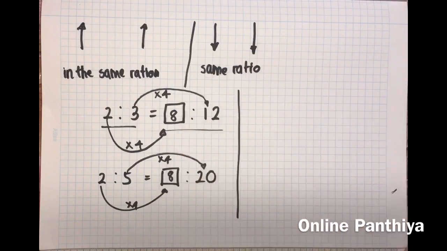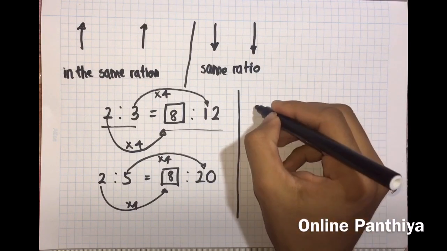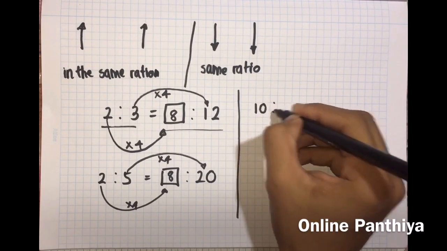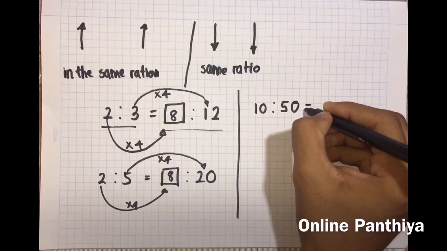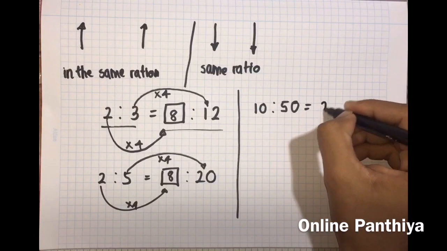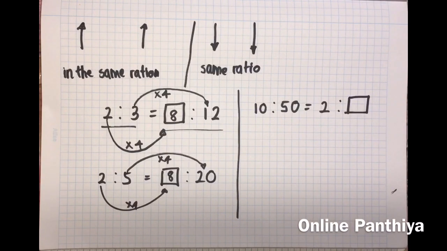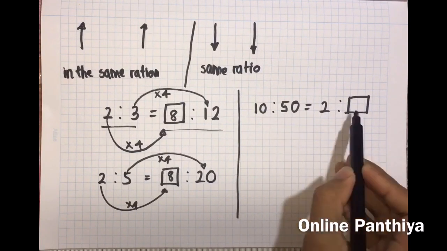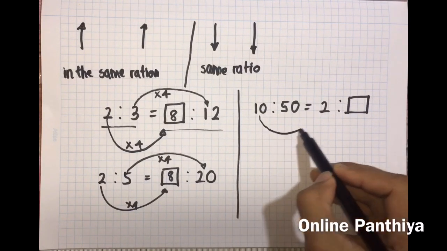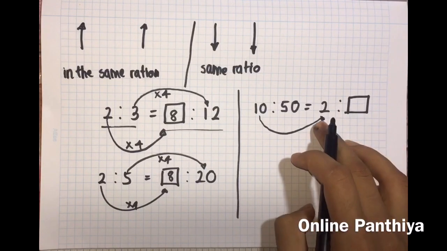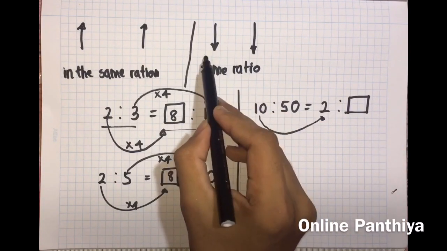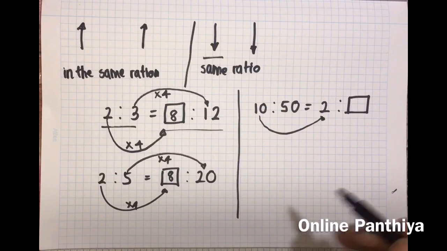That is, we'll go to when a quantity decreases, what will happen? The other also should decrease in the same ratio. Let us call 10 is to 50 is equal to 2 is to blank. You have to find this blank. Now observe, now these two ratios are same. 10 has become 2. Is it increased or decreased? It has decreased. Now you have to find the ratio.